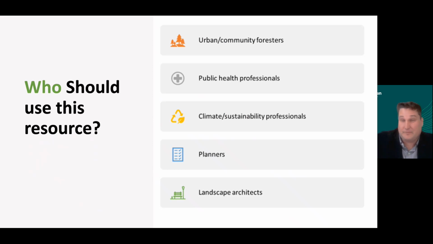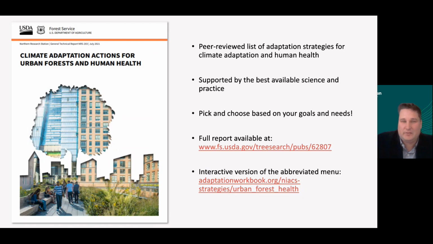This guide is perfect for urban community foresters, for people who work in public health professions, climate and sustainability planners, landscape architects. So it's designed not just for urban foresters, it's designed for our allied professions. The Forest Service adapted a version of this into a peer-reviewed publication, and you can see it there. You can download that resource there. It goes into full depth, and it's all free.